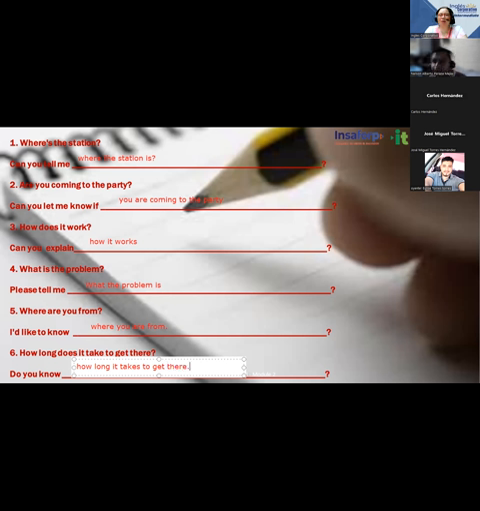All right, there you go. Aquí sí lleva question mark. Miren, porque es una pregunta introductoria. Do you know how long it takes to get there? Este es un infinitivo de propósito. Miren, an infinitive of purpose. To get there. All right.